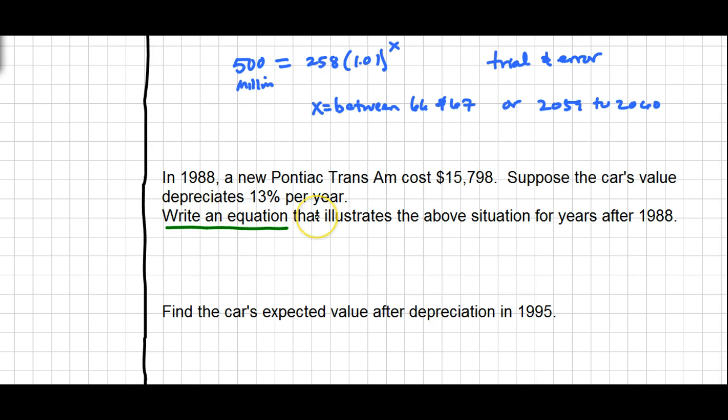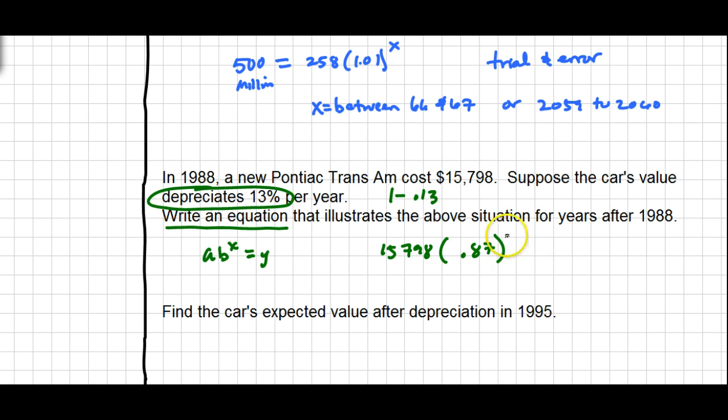So again, this is a depreciation value, so we know we're going to be using an exponential equation. And they do say equation, so make sure you include an equal sign in your answer. The starting amount is given, that's 15,798. The b value we're going to have to determine. Remember, it's a depreciation, so we need to do 1 minus the percent. The percent would be 0.13, and 1 minus that is going to be 87%, or 0.87.